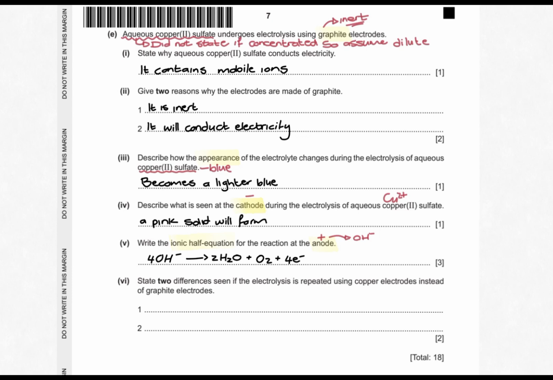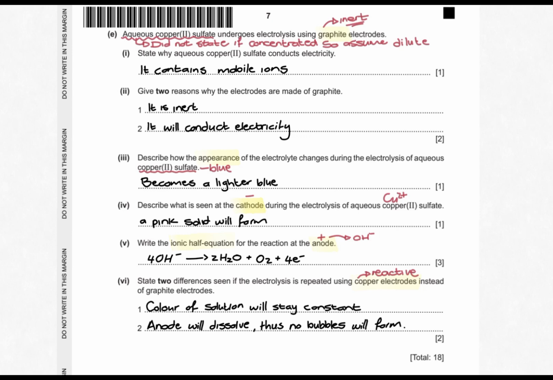Now lastly, they asked to state 2 differences seen if the electrolysis is repeated using copper electrodes instead of graphite electrodes. Now remember, copper electrodes are a reactive metal, so it would also take part in the reaction. So the first thing that will occur is the color of the solution will stay constant. It will not go lighter. Secondly, one of the electrodes will dissolve, meaning that no bubbles will form.